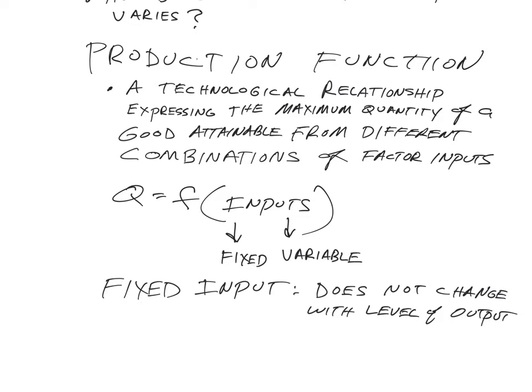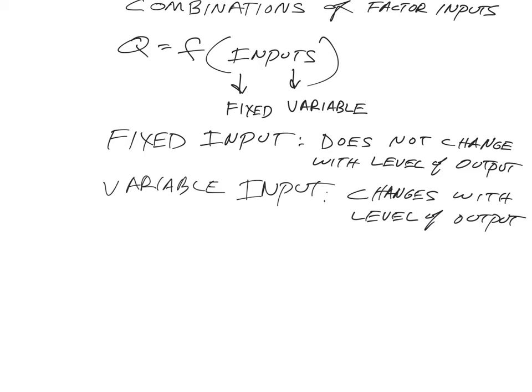And then a variable input does change with the level of output. So a variable input is variable, just like it says. It changes. If it's an automobile plant, and I'm going to produce 10 cars, obviously I'm going to use less steel, less labor than if I produce 1,000 cars. I'm going to have to hire more labor. I'm going to have to use more steel, more electrical wiring than if I only produce a little bit. So a variable input changes with the level of output. In farming, you're going to need more water. The more you grow, the more water and fertilizer you use. The less you grow, the less you use.